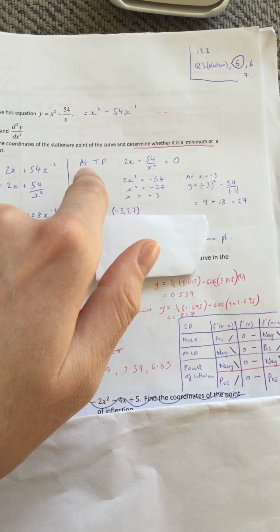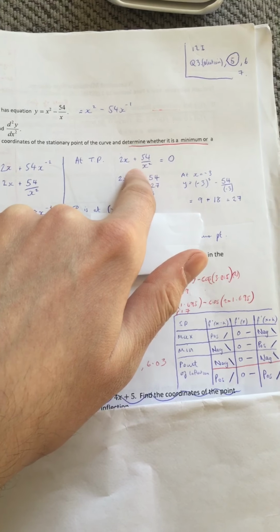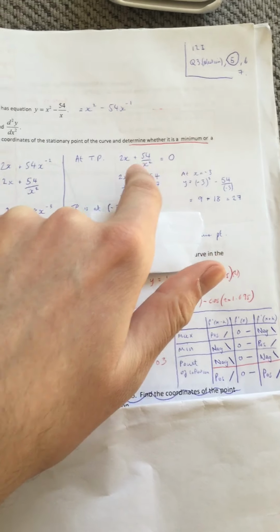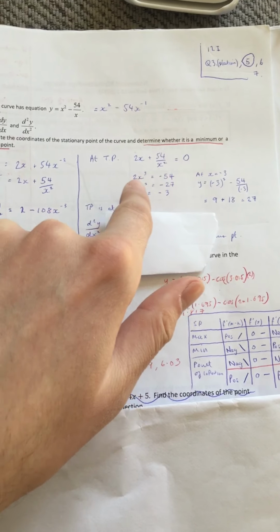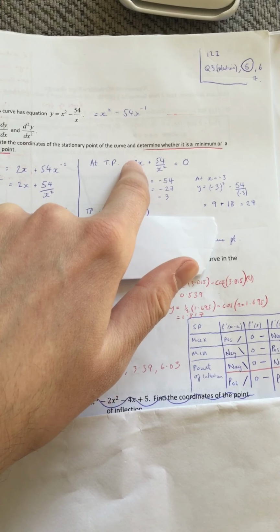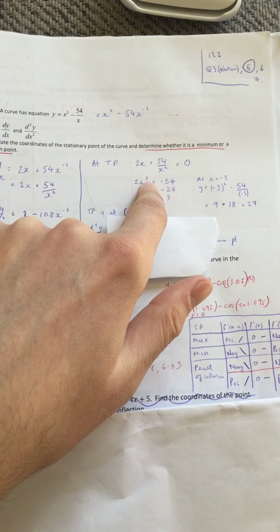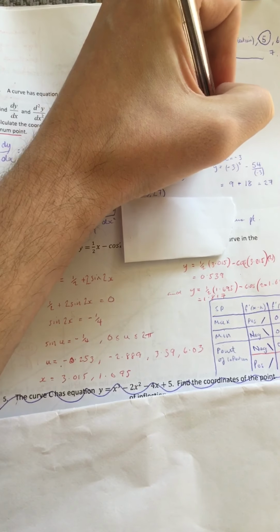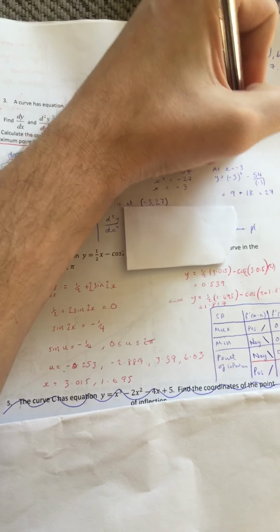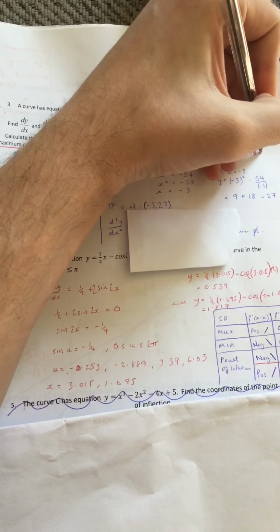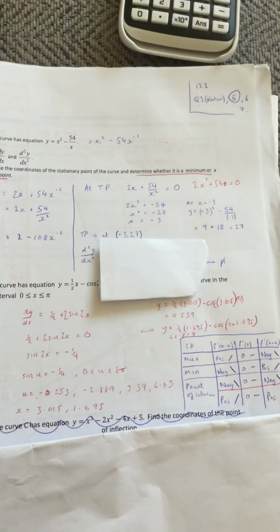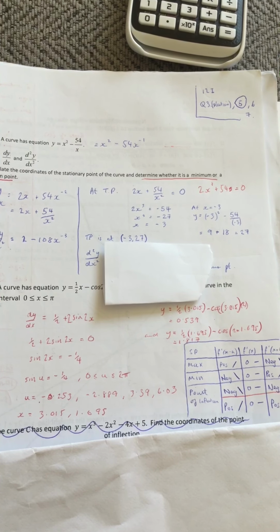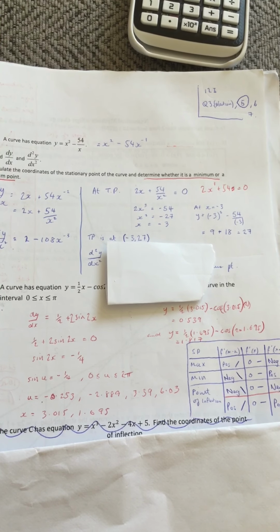So as we know, turning point, the gradient function equals 0. Because I've put it back in this form, I can multiply across by the x squared because the fraction's annoying me. That would give me 2x cubed equals minus 54. I've actually skipped a step there. It would go to 2x cubed add 54 equals 0. I would prefer that step in there and then take the 54 over to the other side. And then you can say that x equals minus 3 by solving that.